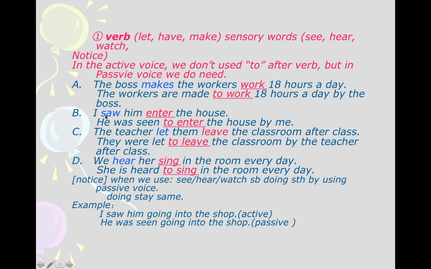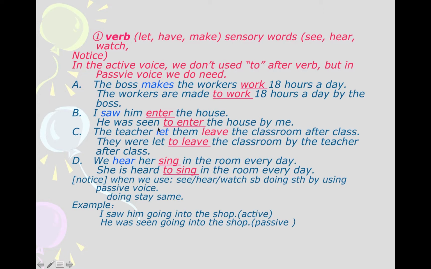So let's see another example. I saw him enter the house, and he was seen to enter the house by me. So look, "to" is important after the verb, but in the active voice we don't need a "to" here. It's going to be weird if I have a "to" here, like I saw him to enter the house. That's not right, right?